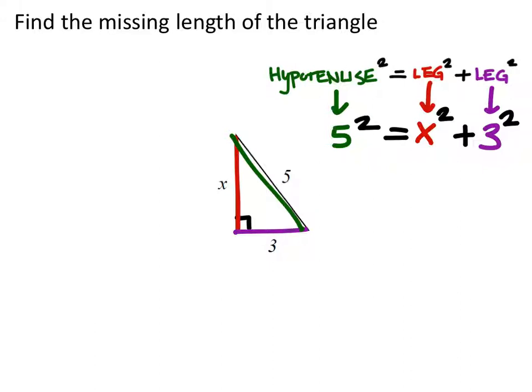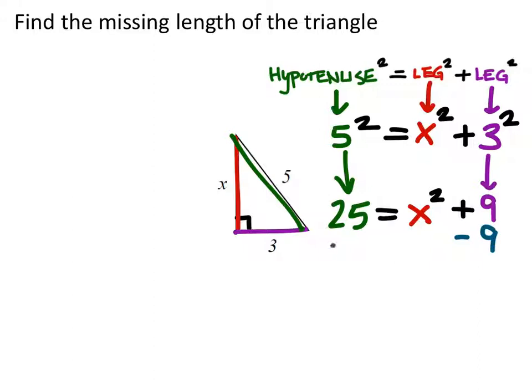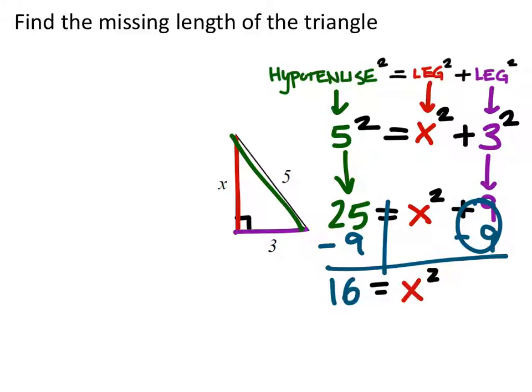So let's go ahead and square those values, 5 squared and 3 squared, and that would give us 25 and 9. Of course, we still got that x squared there. So right now I've got 25 equals x squared plus 9. And we have an equation at this point which we need to solve. And using the principle of equality, the subtraction principle of equality, I want to isolate that x squared. So I'm going to subtract 9 from both sides of the equal sign, and that zeroes that out. And then I get 16 equals x squared.